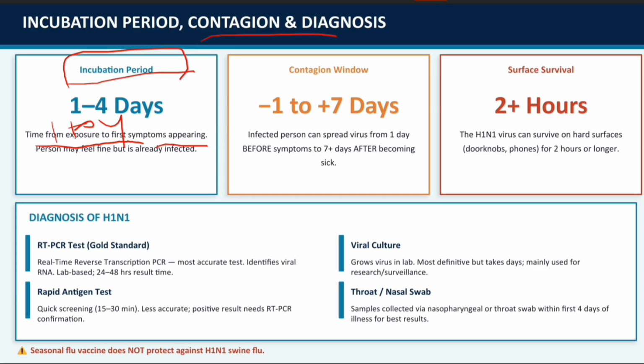And the contagion window. An infected person can spread the virus from 1 day before symptoms to 7+ days after becoming sick. This is the contagious window. That means an infected person can spread the virus before you notice that the virus is in your body. From that day to 7+ days after becoming sick, they can spread this virus.